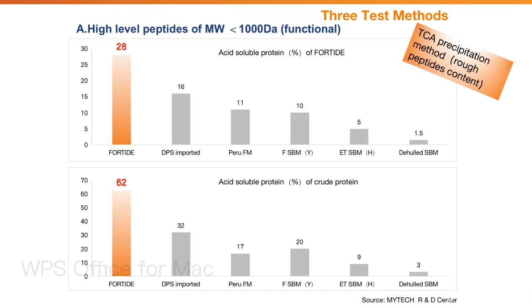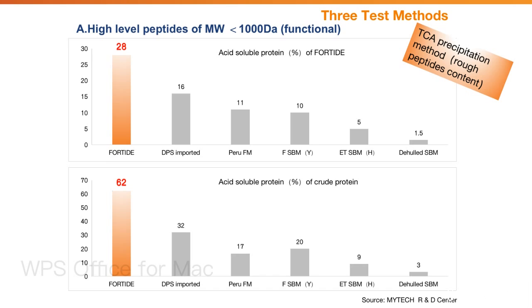The first very important feature is that the content of peptides below 1000 Dalton is very high, and this part of the peptide is an important component to play a functional role. There are three different detection methods. The first method is the TCA precipitation method, which can roughly determine the content of peptides.